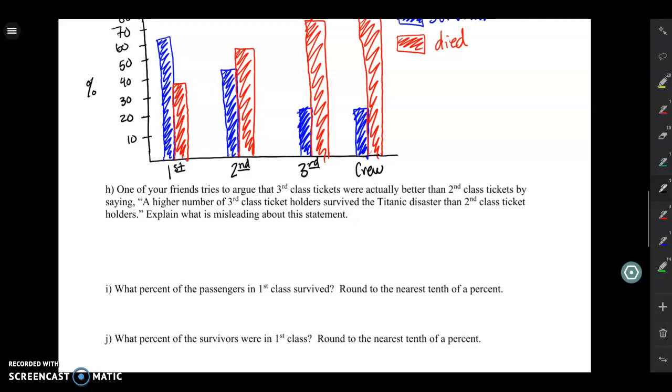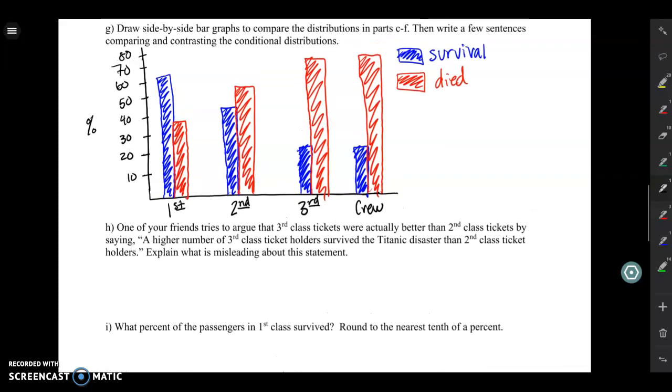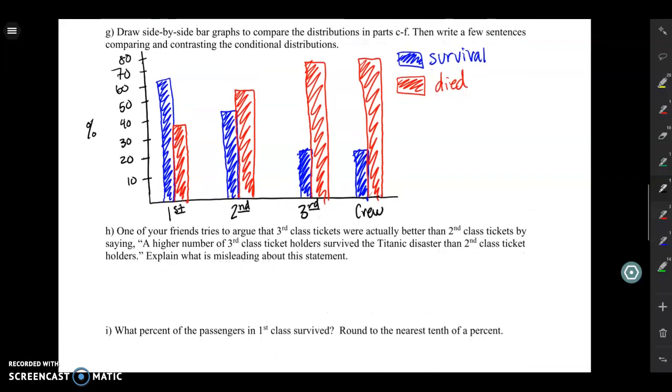So she's saying, if I look at my 2A table, I had 178 third class people survive. I only had 118 second class people survive. So I want to be in that bigger group. I'm going to choose to buy a third class ticket. Now, that's what she's saying. The numbers that she's saying are not incorrect.